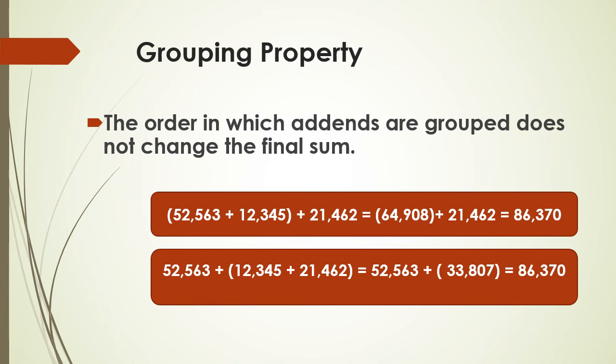Now I group these numbers differently: 12,345 plus 21,462. Now the grouped numbers first you add, and you get 52,563 plus 33,807. Now when you add these two numbers, you will get the result as 86,370. Now you check the first result and second result, both are the same.